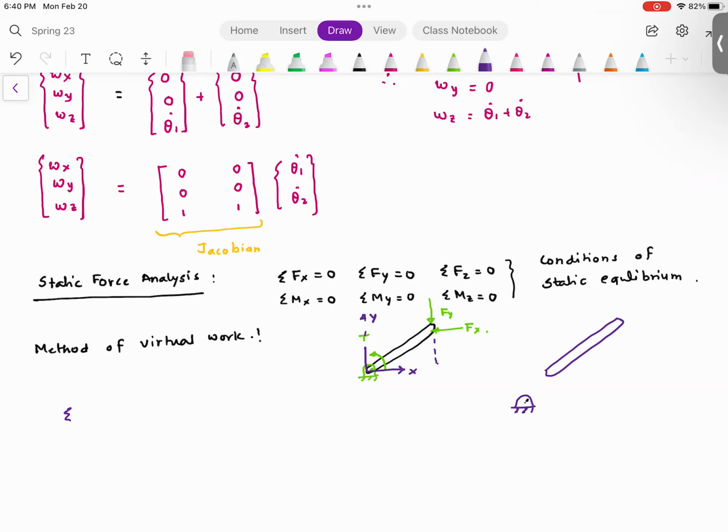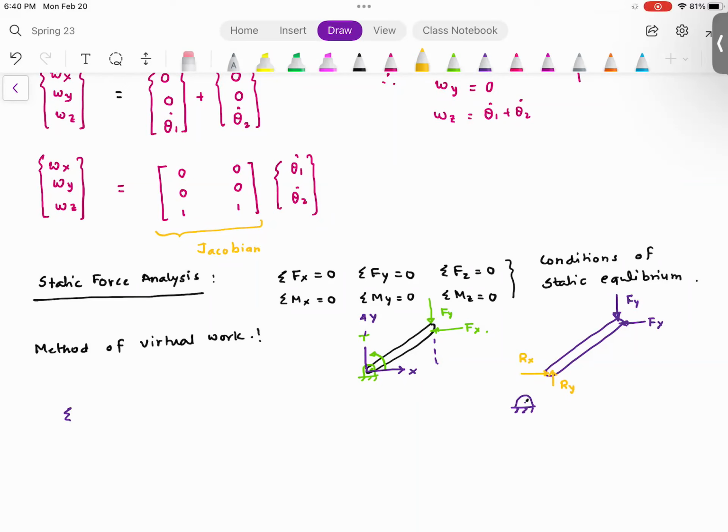As soon as I free the joint, virtual forces come into the picture. I'm going to show my forces Fy like this, Fx like this. And then I'm going to assume that the joint reactions, Ry and Rx, are going to be something like this.